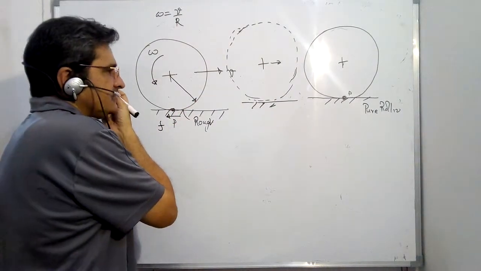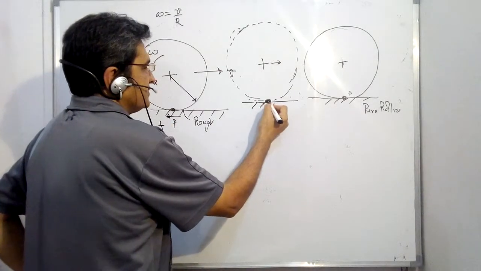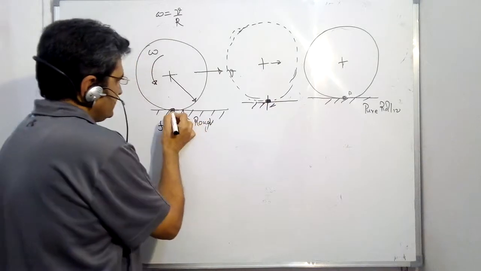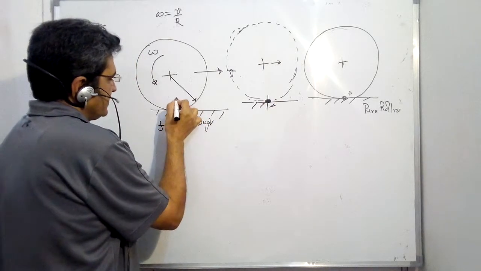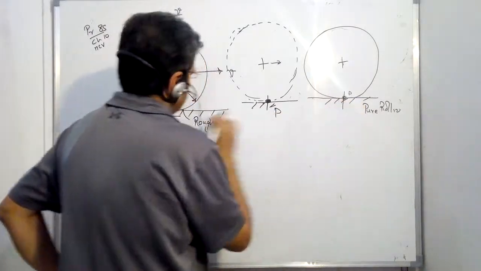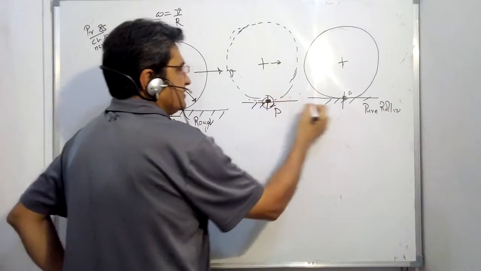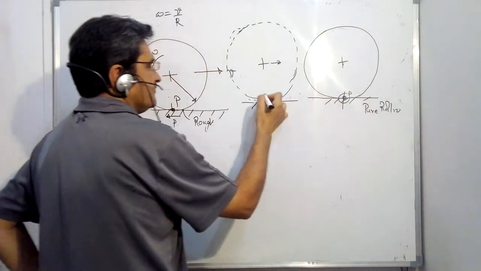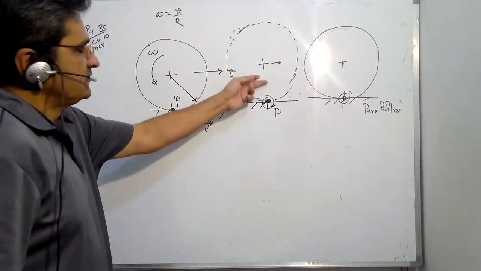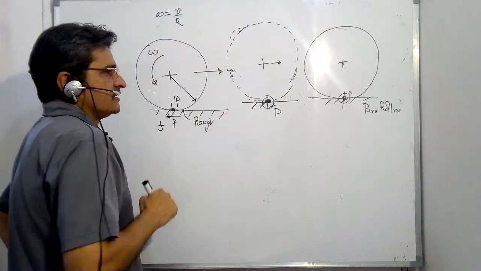We will try to do it using the concept of conservation of angular momentum. That is a shorter method. Now always take, in such problems, the point of contact P. Even if this point is moving on this surface, the point of contact remains the same. It is the point of contact between the sphere and the floor.